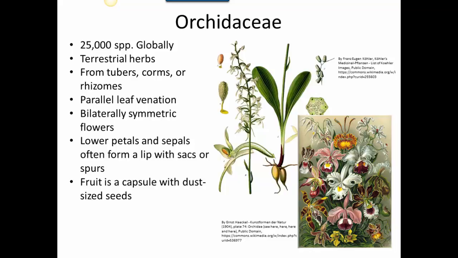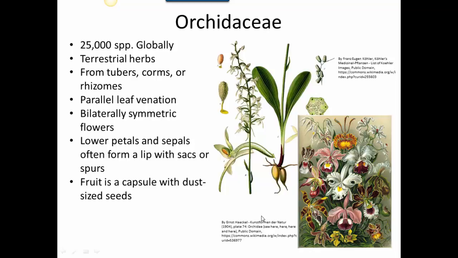So within the monocot clade, I'd like you to be familiar with the orchid family, Orchidaceae. This is a large family, very species rich, with 25,000 species globally. Many orchids are tropical or subtropical, but we do have some representatives of this family in the temperate regions. They are entirely terrestrial, and they're all herbaceous plants.